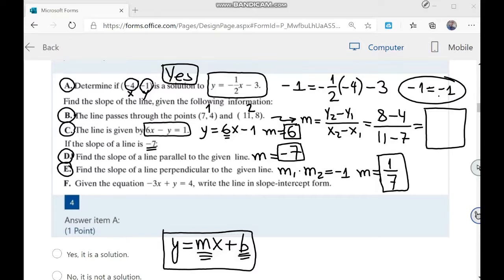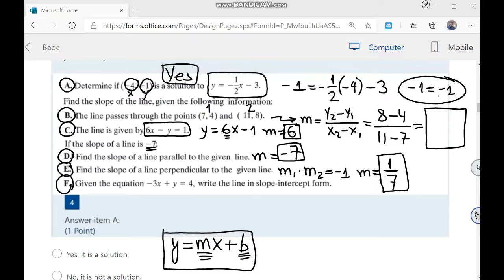Moving on, can I work F? Can I work F? The last question of this first part. Letter F.